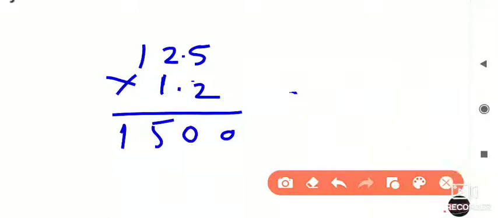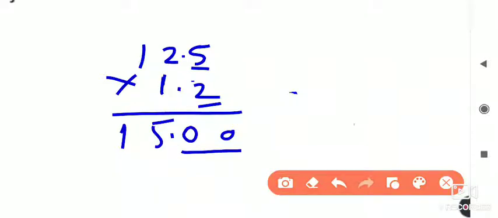Okay, so now we have to put the decimal point here. So in the first number, there is a point after one digit, and in the second number, there is a point after one digit. So after the point, how many total digits are there? 2. So you have to leave the 2 digits from here and give the point here. Okay, so its answer is 15.